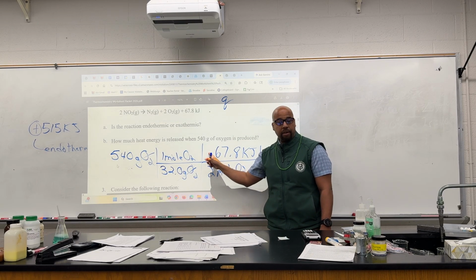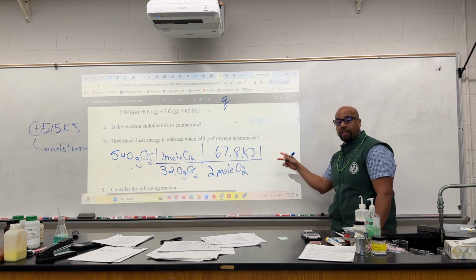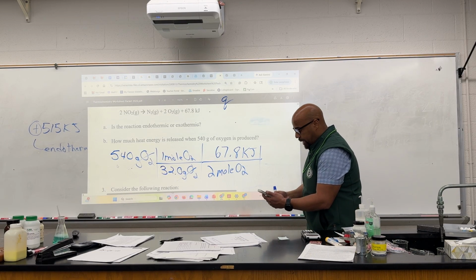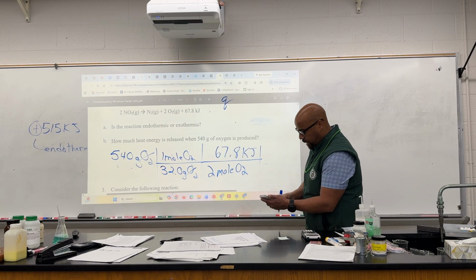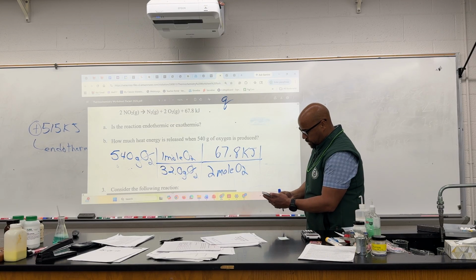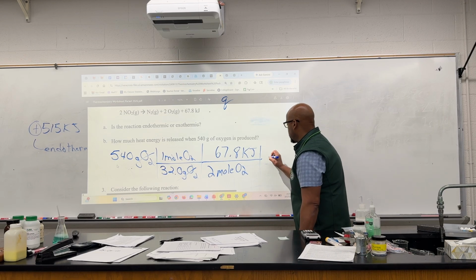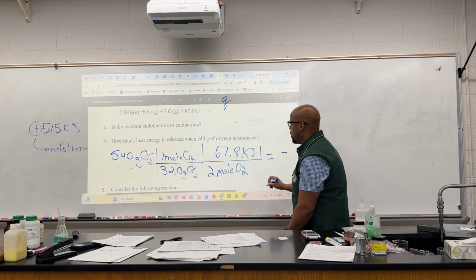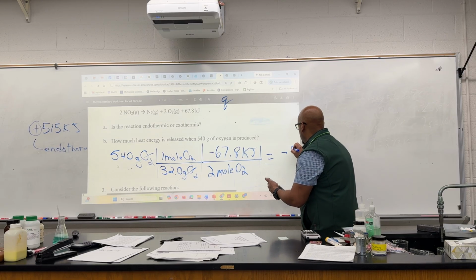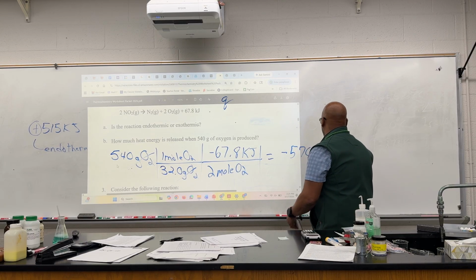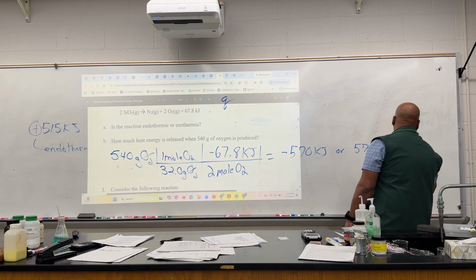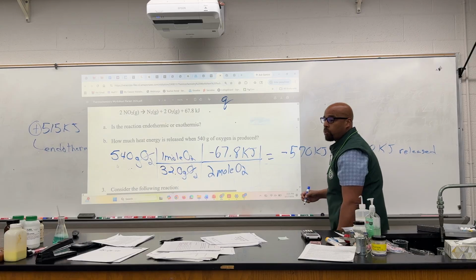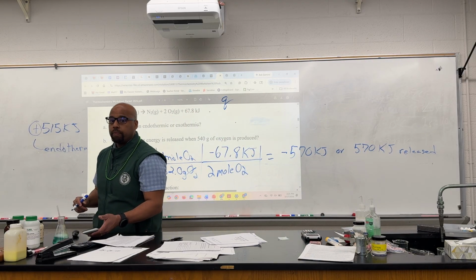And once again, this is where it's your choice. You can go ahead and put the negative in here, which will kick out a negative, say, hey, that thing is exothermic, or you can get the actual answer and just write released after. One or the other. You can give me the negative or write release. So 540 divided by 32, enter, divided by 2, enter, times 67.8. And once again, with 2 sig figs, it looks like we're gonna get negative. I'm gonna go with the negative here. Negative 570 kilojoules, or once again, you could say 570 kilojoules released. Either one, it is your choice which way you would like to go. Is everybody okay with me?